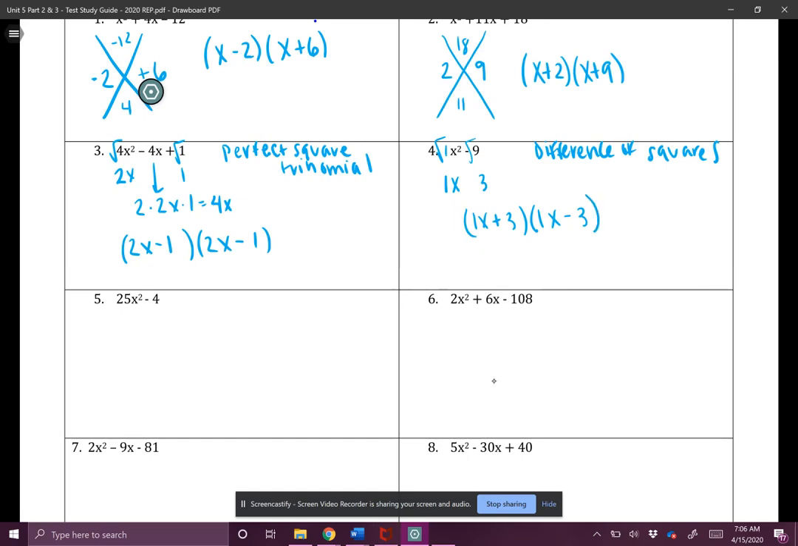Notice how my signs are different. Kind of helps you with the difference of squares idea. Also notice, again, if I made an area model to check, I would see that I would get this answer again.